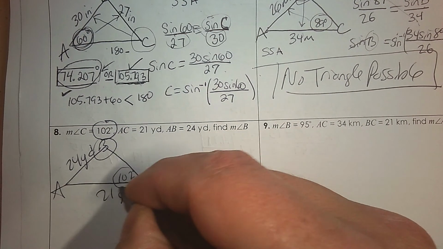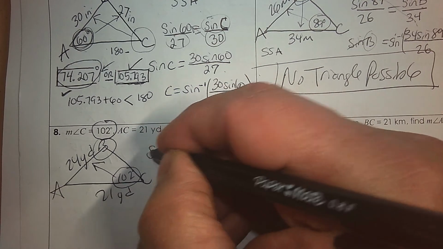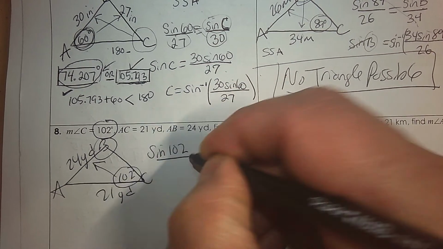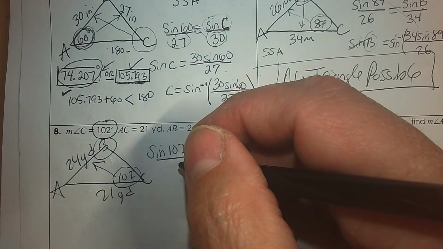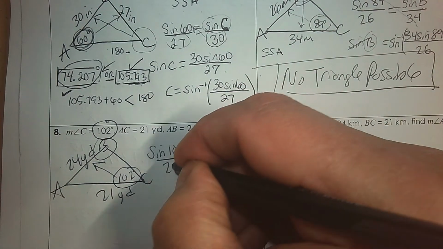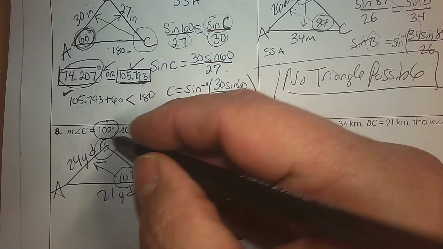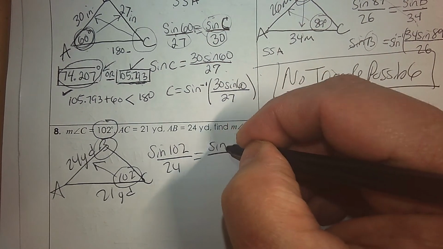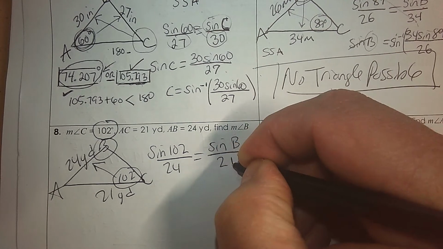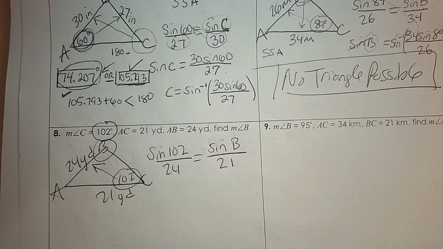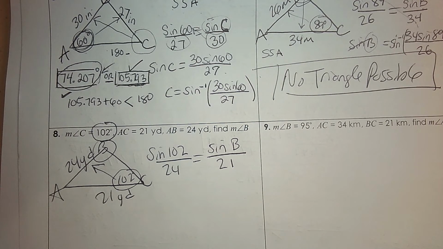What angle and opposite side do you know? So sine 102 over 24. That was quick. Then, okay. Then the other side is sine B over 21. Can you set this up to find angle B and use your calculator?